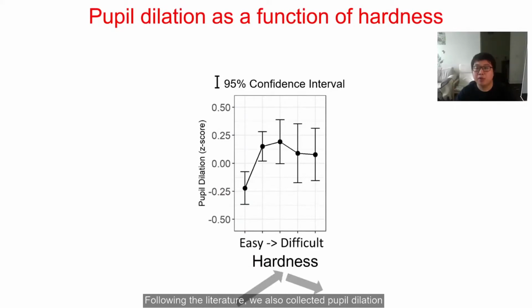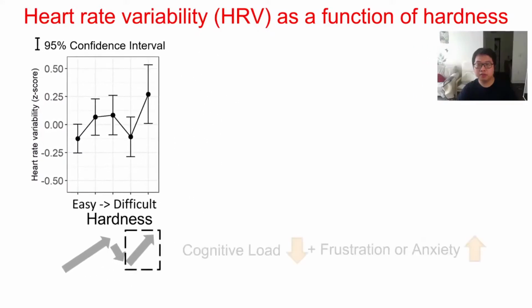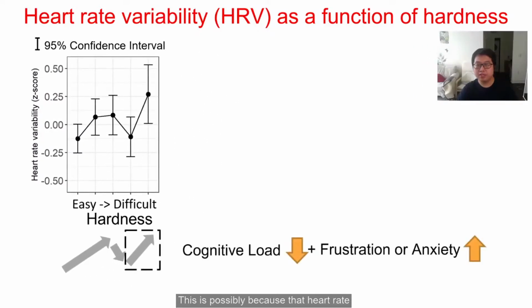Following the literature, we also collected the pupil dilation as a proxy measure of cognitive load. The pupil dilation also shared a similar pattern with the EEG and time. Let us then look at the heart rate variability. It is also a commonly used measure for cognitive load in the literature. The trend was slightly different than the previous ones. It went up and down just like the EEG and pupil dilation, but it went significantly up at the hardest level. This is possibly because heart rate is also influenced by frustration and anxiety. Participants' cognitive load decreased, but frustration or anxiety increased, resulting in the overall increase.